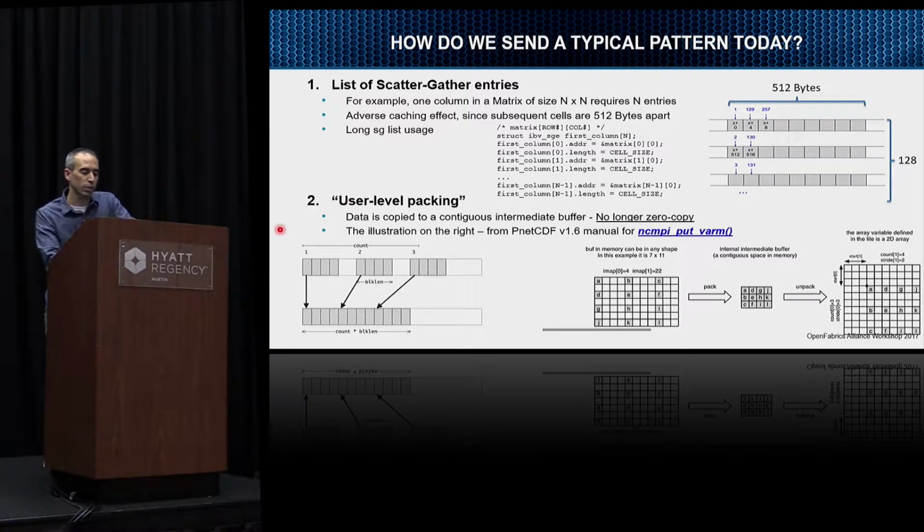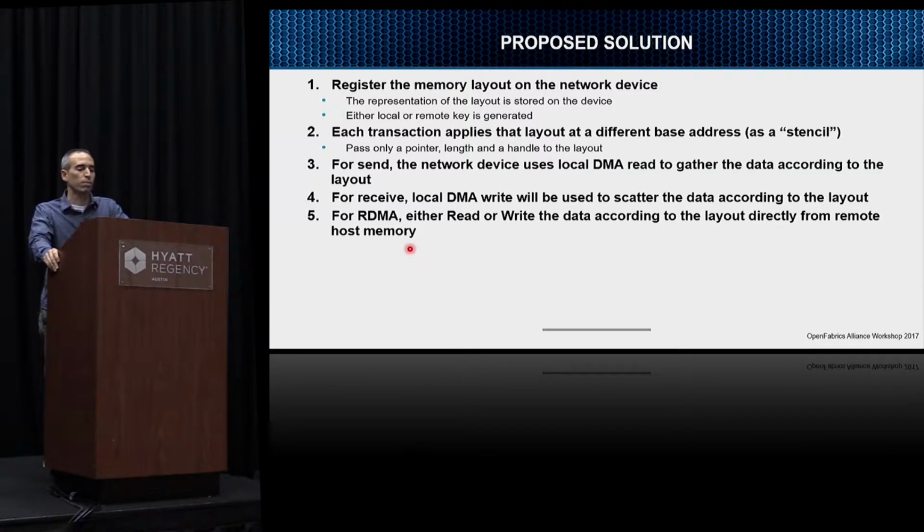The other way to deal with it is basically to not do zero copy. Just pack: you copy the elements as described here to one contiguous temporary buffer and use that intermediate buffer for the network transaction. So what would be the proposed solution?